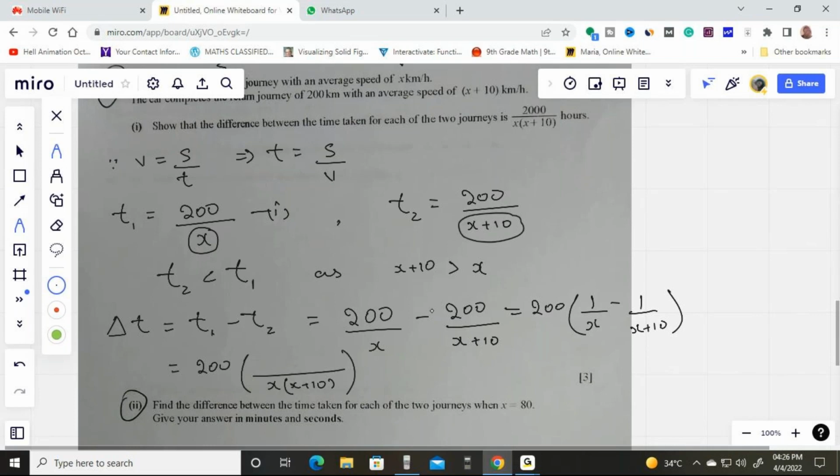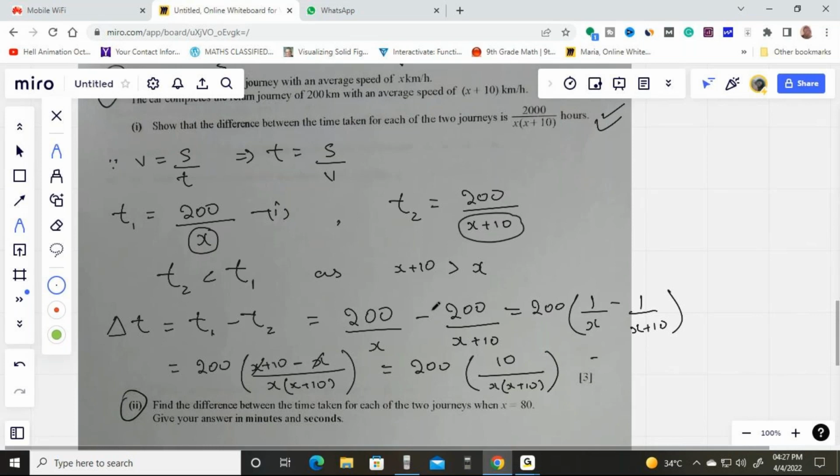What shall I write in the numerator, son? In the first position of my numerator, what do I have to write? x plus 10. And here? Minus x. So x plus x and minus x gets cancelled. So you're having 200 times 10 upon x times (x plus 10). So it is giving you something that they were asking us.